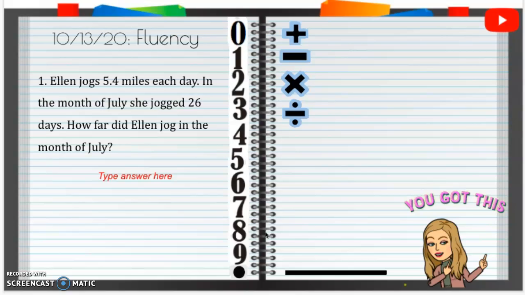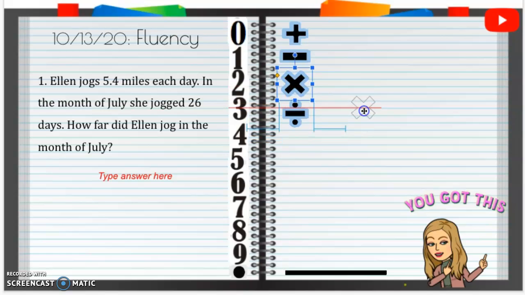Now, this question, you could approach it two different ways. But the one way, if you approach it, so she jogged 26 days. She jogged 5 and 4/10 miles each day. So you can do 5.4 plus 5.4 plus 5.4 26 times, but there's something easier to do. We can just multiply it because we have 5 and 4/10 miles each day for 26 days. So let's multiply these.